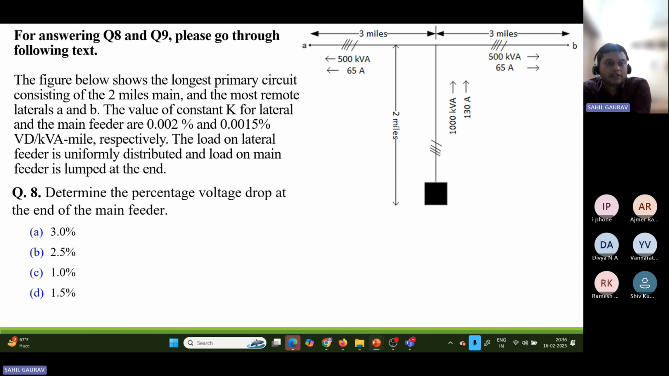The load on the lateral is uniformly distributed and the load on the main feeder is lumped at the end. Determine the percentage voltage drop at the end of the main feeder. So they are asking about the percentage voltage drop at the end of the main feeder, which means at this point. And they are also saying that the main feeder is lumped at the end, so effective length equals total length.